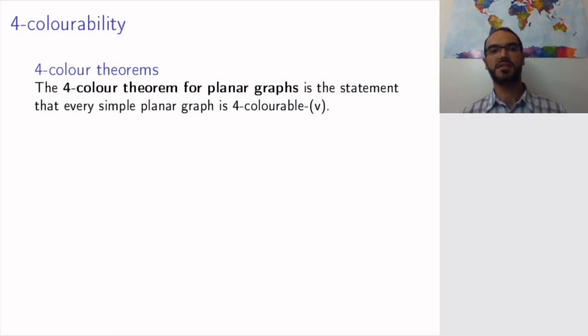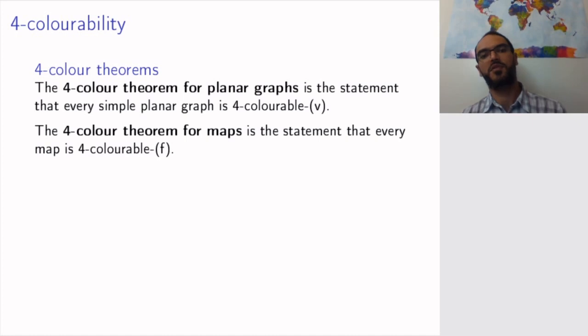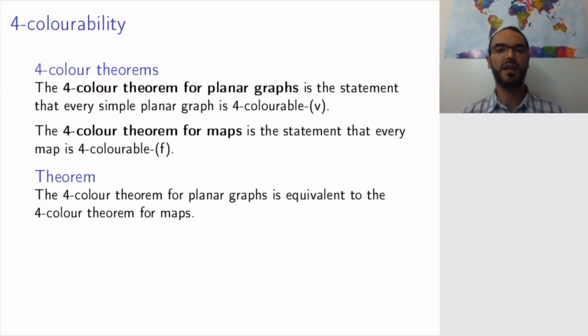So this brings us to a notion of four-colorability. Why is four-colorability interesting? Because we have the four-color theorem for planar graphs, which is the statement that every simple planar graph is four-vertex colorable. This was one of the major theorems of the 20th century. And on the other hand, you can formulate a similar theorem for phase colorings. So the so-called four-color theorem for maps, which is the statement that every map is four-colorable with respect to the faces. And in fact, these two are equivalent.